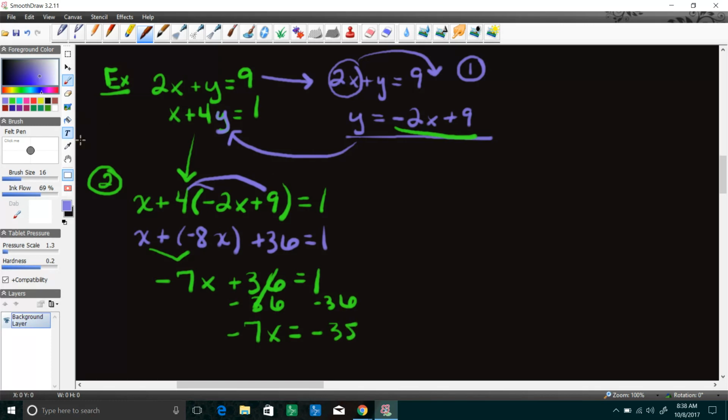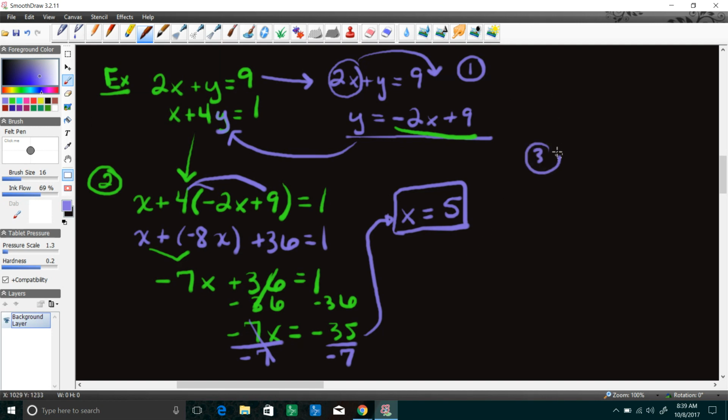Okay. So my final step here will be to divide by negative 7 because I want that x by itself. And that will give me x is equal to negative 35 divided by negative 7 is positive 5. So x equals 5 in this case. Okay. We're finally on step number 3, which I'm going to do, I guess I can do it here. Step number 3 is to find the other variable. So since we found x, I need to find y.